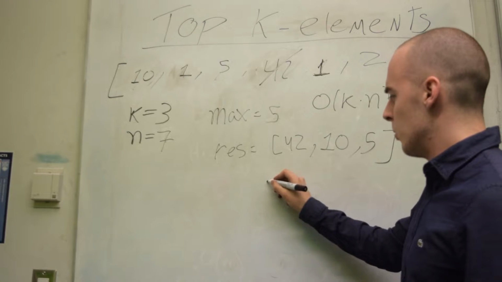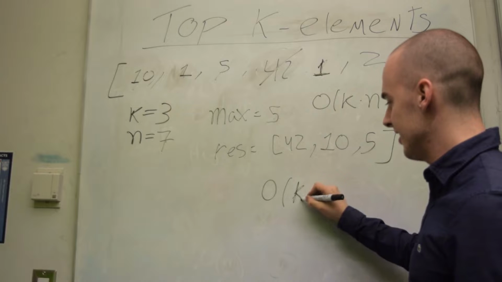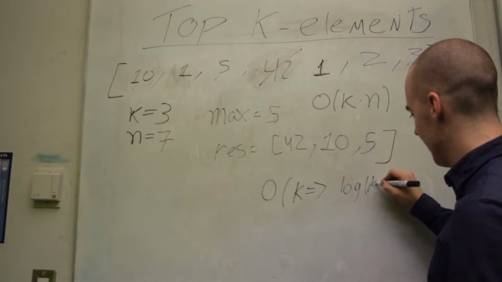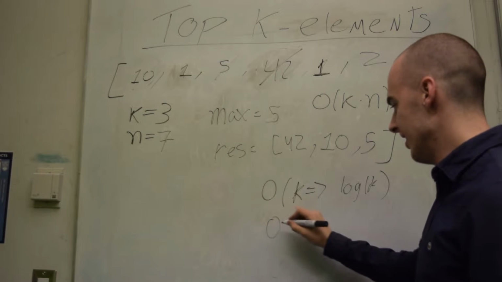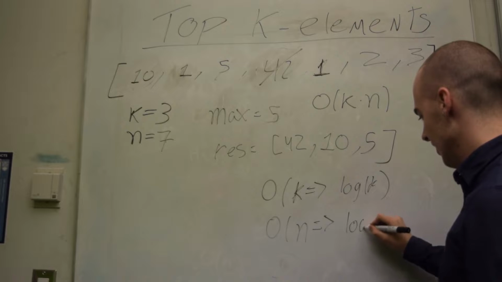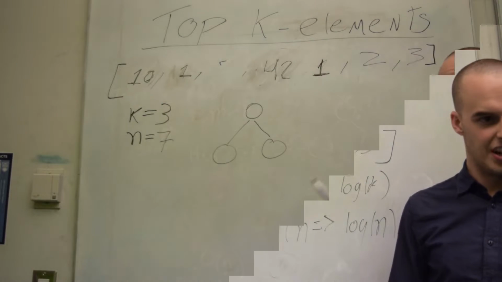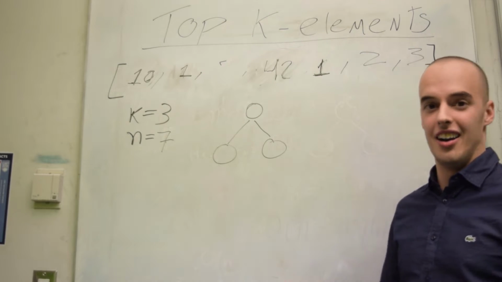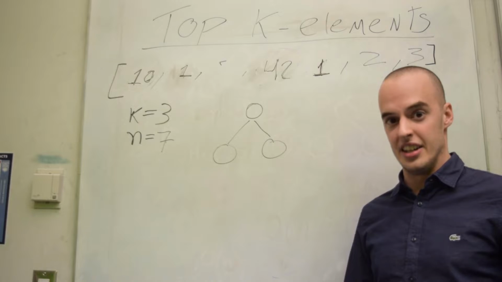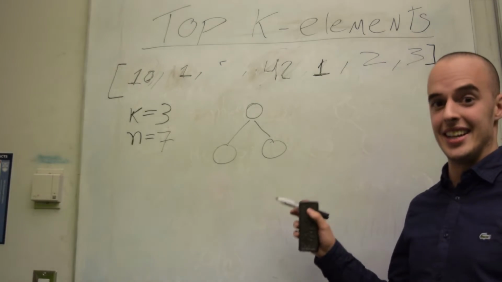So we'll attempt to make either k turn into log of k, or n become log of n. With that intuition of wanting to store only the top elements that we have seen so far, we'll create a heap that does exactly that.